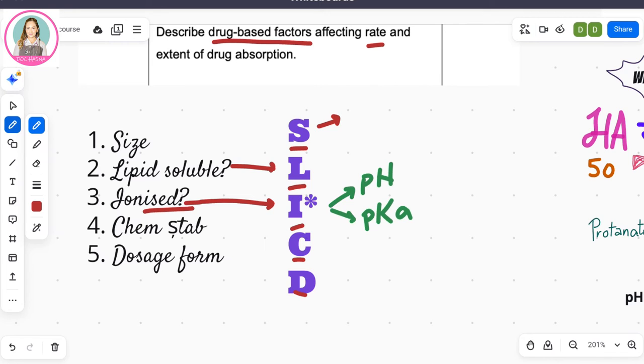I'm telling you this over and over again for a reason, because this is important for you to know. Okay, how do we know something is ionized or more charged? I will talk about that in a while.